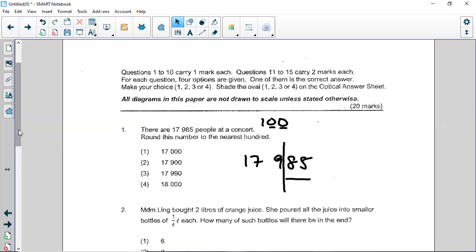Okay, so you draw a line to show 2 digits, and then you look at the digit nearest the line. Is it 5 or bigger? Yes. Then you add 1 on the next digit. So the nearest hundreds will be what? 180 hundreds or 18,000. Okay, that's your nearest hundreds. Okay, so you have to draw a line to show the last 2 digits and then look at the digit nearest the line. Is it 5 or bigger? If it's 5 or bigger, add 1 on the next digit.